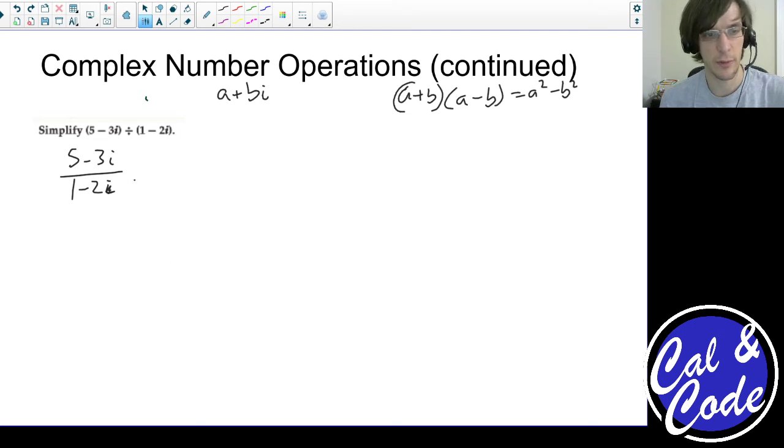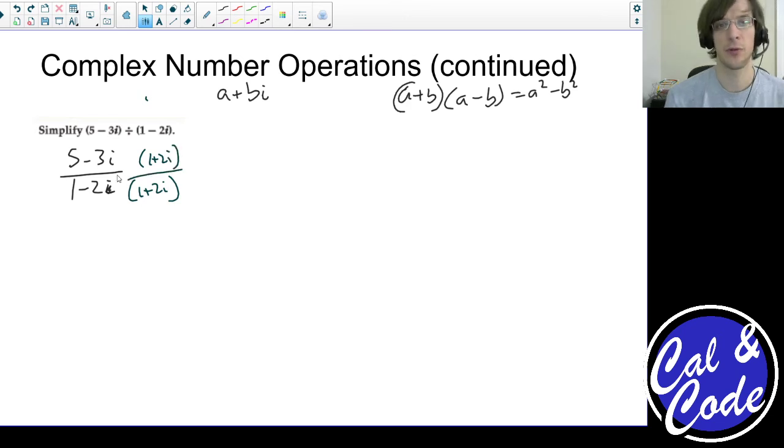So what we're going to do is multiply by 1 plus 2i on top and bottom. Why do we multiply in the numerator and the denominator? Well, that way we are not changing the value of our fraction. So we're just going to multiply the numerator by 1 plus 2i. We're going to multiply the denominator by 1 plus 2i.